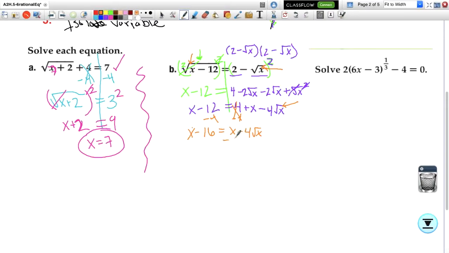I'm going to minus this x. It's on the outside, right? Over here. Well, x minus x, that's kind of nice. They canceled. I'm left with negative 16 equals negative 4 root x.